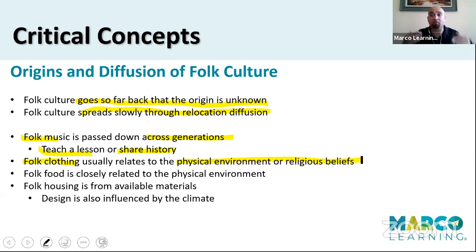All right, next, folk food is going to be closely related to the physical environment, and this ties ahead to unit 5 on agriculture. You grow what you can grow, whatever the soil lets you, whatever the physical climate lets you, whatever the weather lets you. All of these things combine to determine what you can and can't grow. The best way to understand this is by understanding what people don't eat and looking at food taboos. A taboo is something that you just don't do.